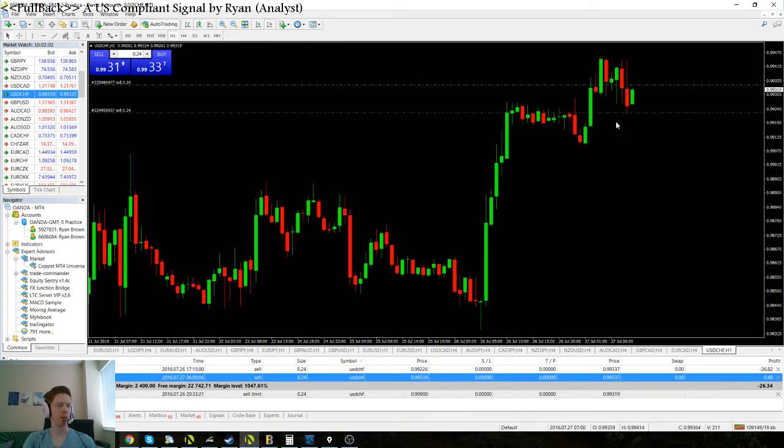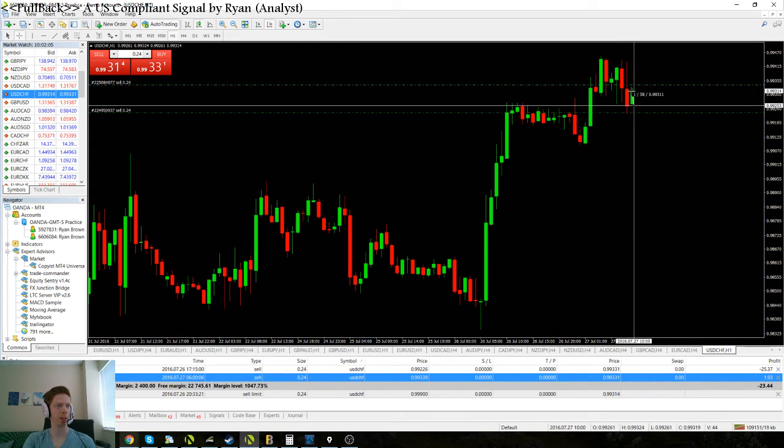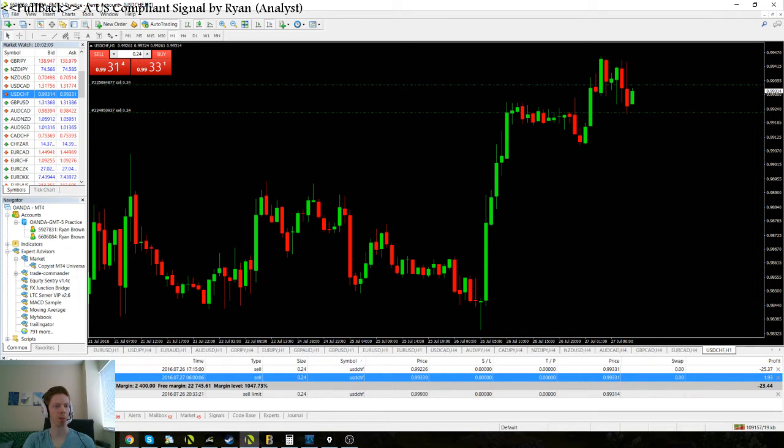Okay, the US dollar Swiss is jumping up a little bit again. I'd imagine that this would swoop back down a bit. At least that's the hope. Let's see.